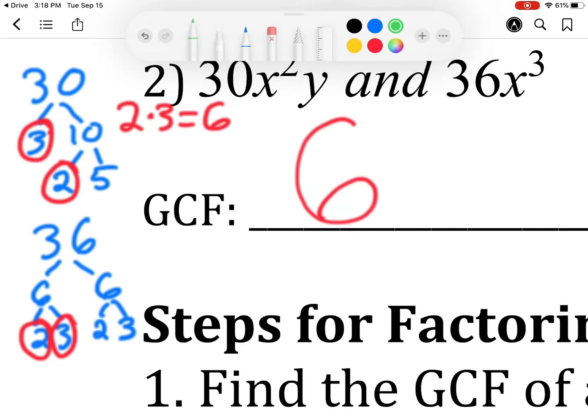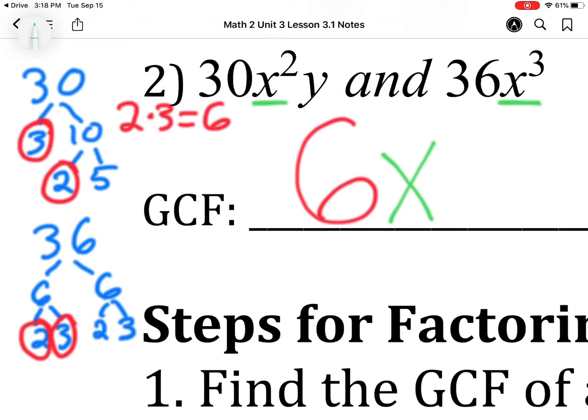Both terms have an x, so my x is going to find its way into the GCF. My smallest exponent of x is 2. The reason why y is not in the GCF is because 36 times x to the third does not have a y. So if you're going to include a variable in the GCF, it has to be in both terms.